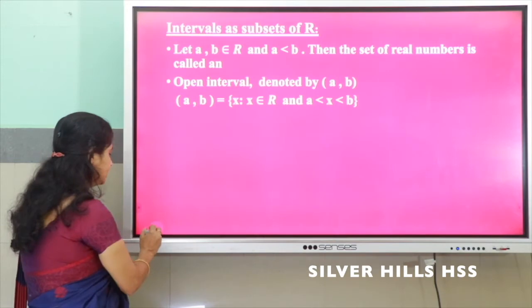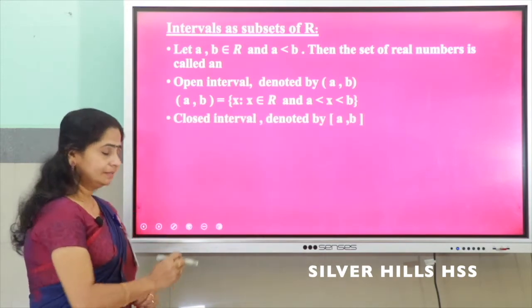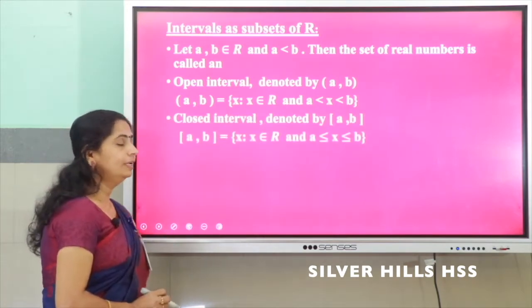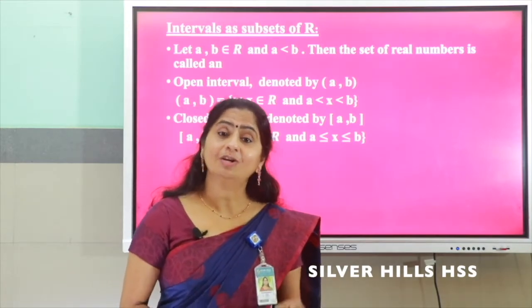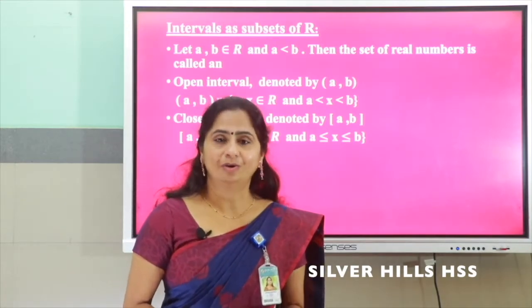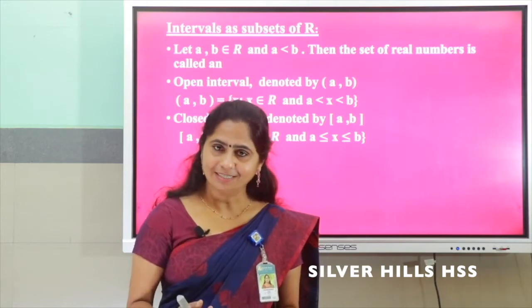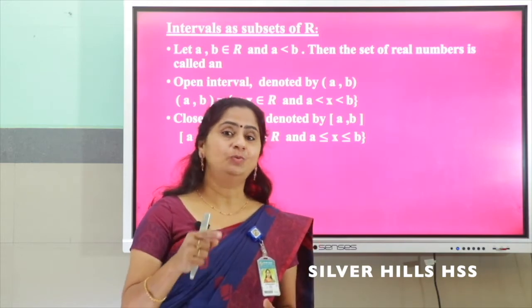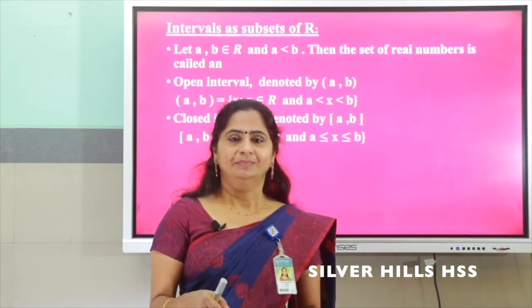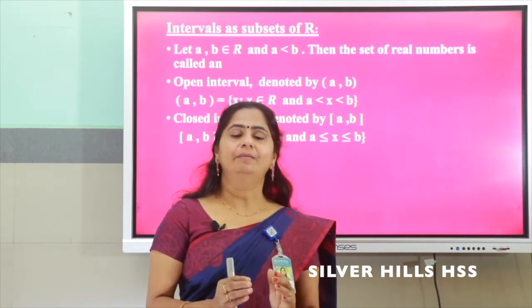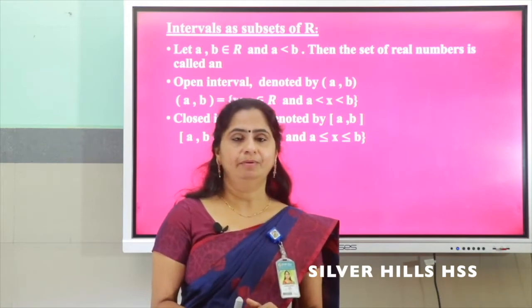Next, closed interval AB is the set of all x belonging to R such that A is less than or equal to x less than or equal to B. That is, x can take the values between A and B and including A and B. It can take all the values between A and B including the values A and B, is what we mean by closed interval.